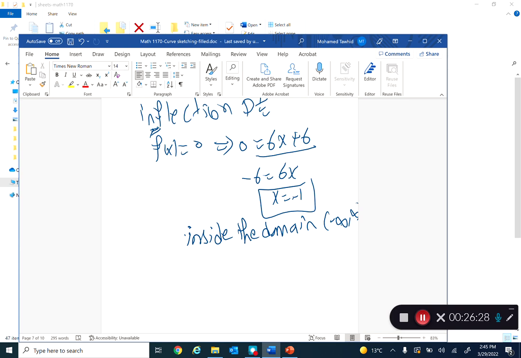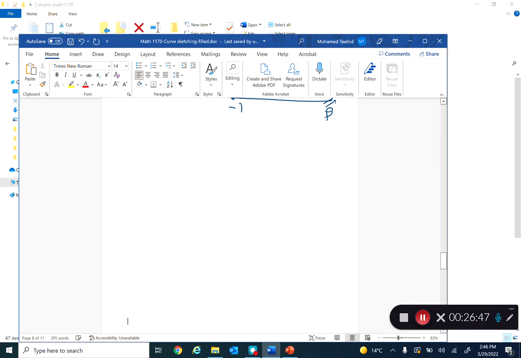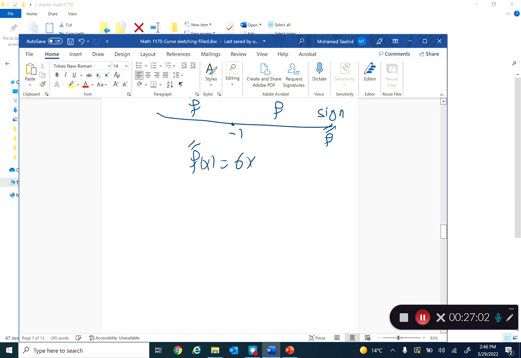Condition number 3, I have to check concavity before and after -1. What happened for the sign of the second derivative? Always I look for the sign of my second derivative. So what is your second derivative? Here it is, 6x plus 6. That is our second derivative.